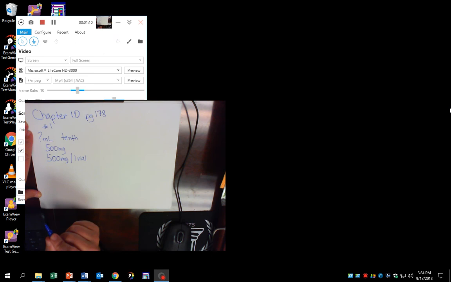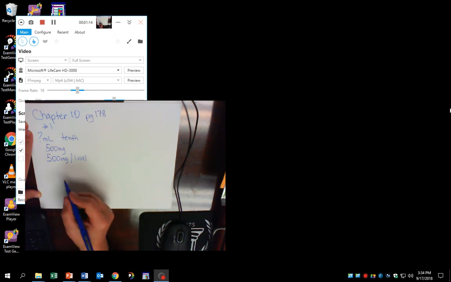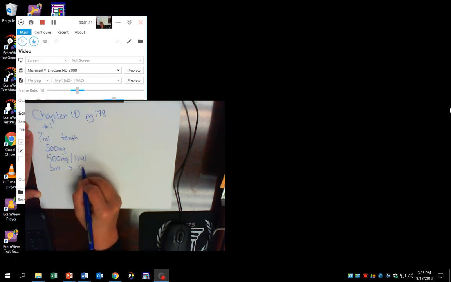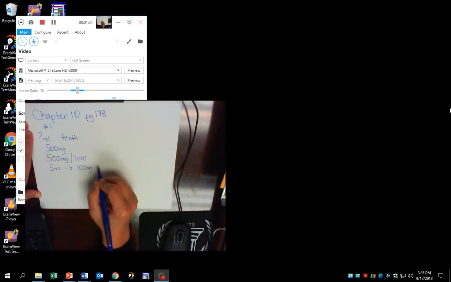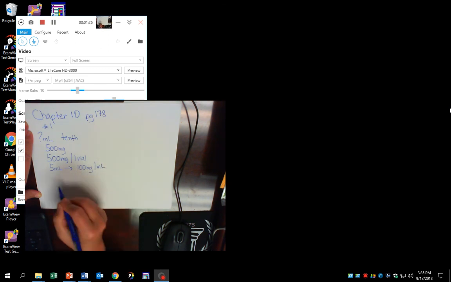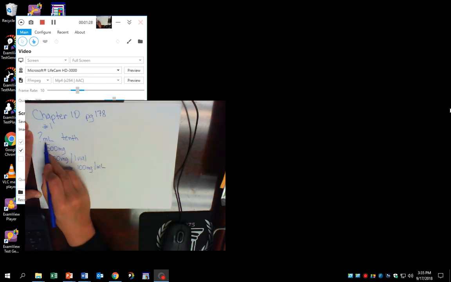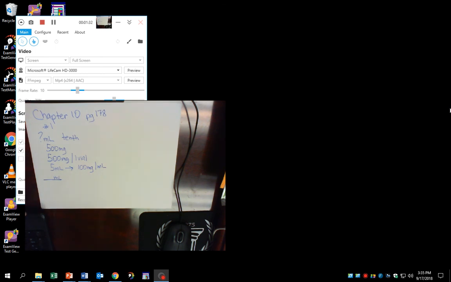The vial label states that the contents should be reconstituted with 5 milliliters of sterile water to yield a final concentration of 100 milligrams per milliliter. So again, it's telling us to solve for milliliters. So that tells us where we need to start.